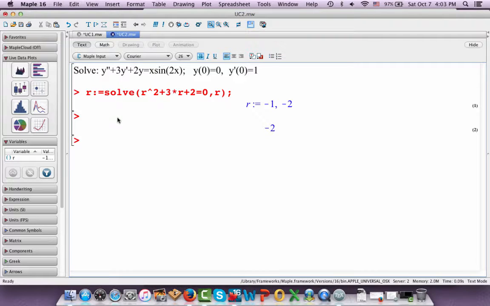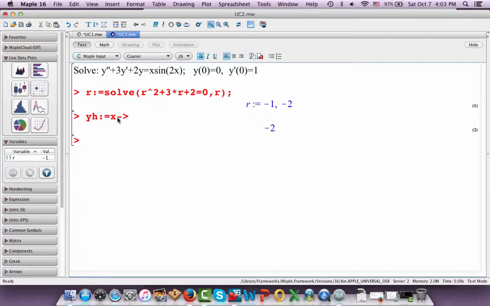So since we know those roots, we know what our homogeneous solution is. Let's call it y_h. We need to put a subscript here. We're going to define it as a function. To define a function in Maple, you just type x, the input variable, and then an arrow, and then you define your function.